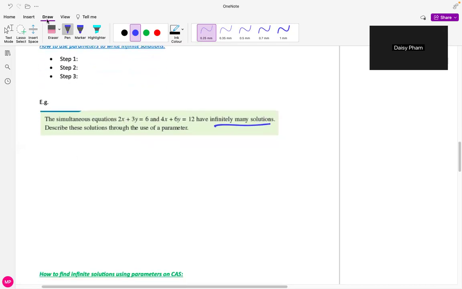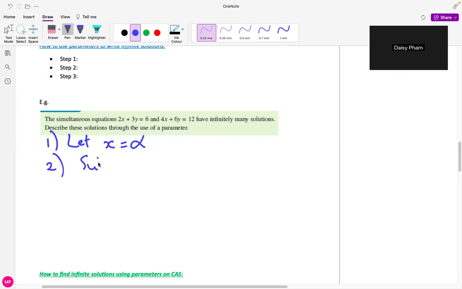How do we describe it? So we already told you that it has infinitely many solutions, so you don't have to check that. And now describe the solution using a parameter. So the first step is you can let x or y equal a parameter, and a parameter is usually a Greek letter, so let's call that alpha, okay? Or you can do y if you want to, you can say y equals alpha, it doesn't matter.